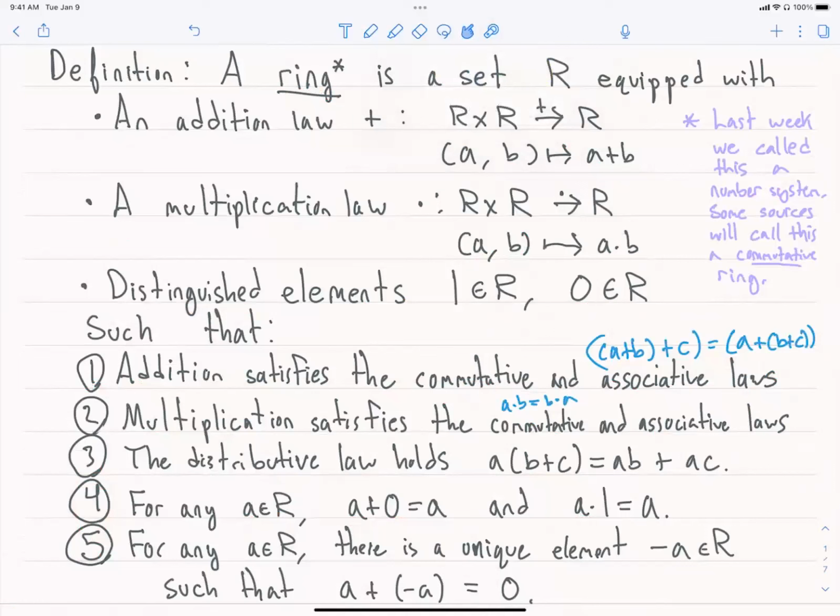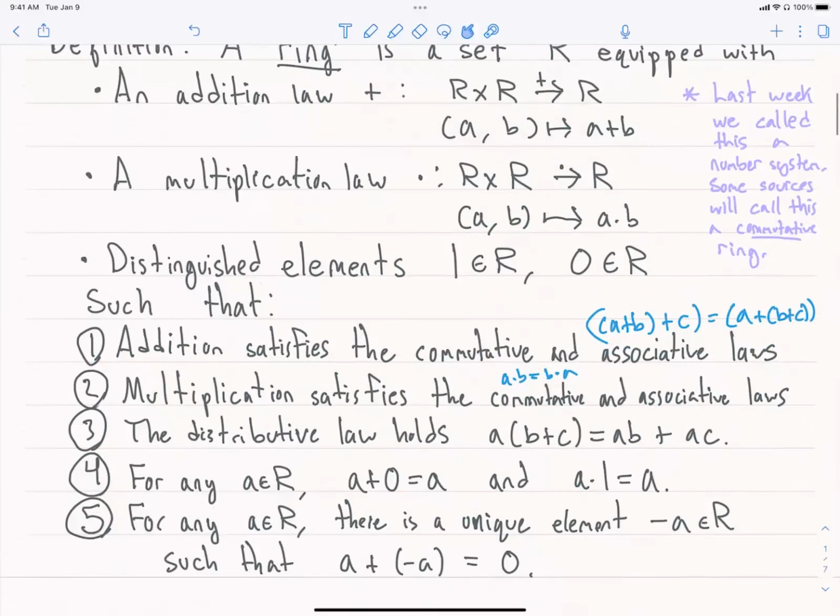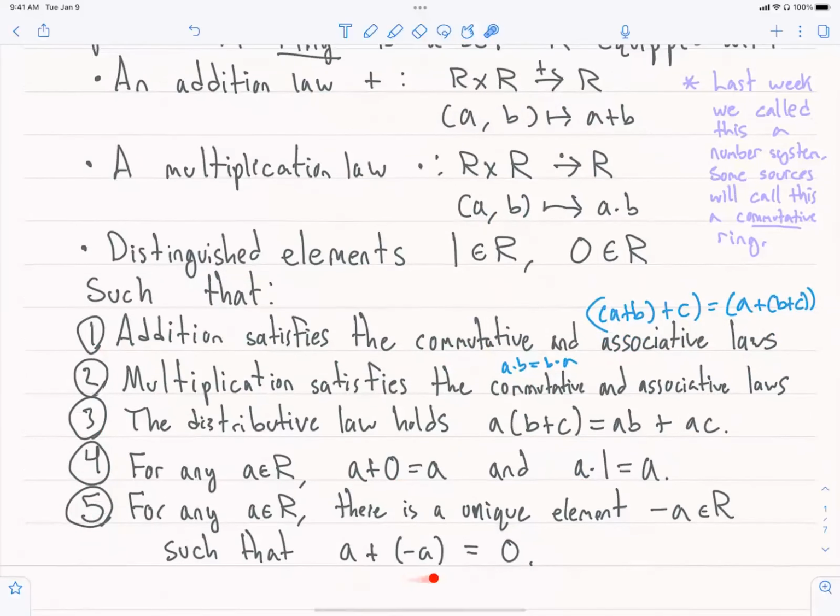And then finally, there's something else important about addition, which is no matter what element we take in our ring, if we have any element A of my ring, there should be some other unique element called minus A, such that if I add A together with minus A, then I get 0. Okay, so this last law essentially says that not only am I allowed to add, I'm also allowed to subtract.